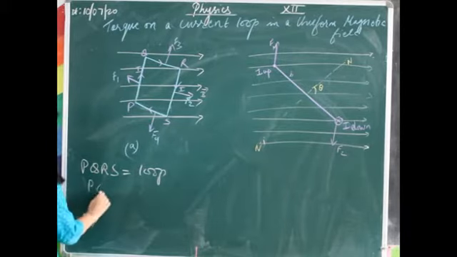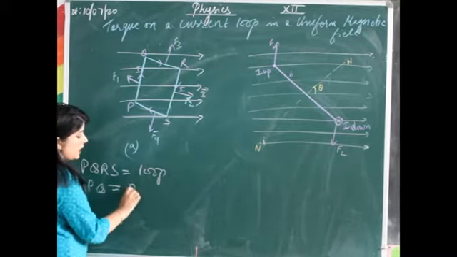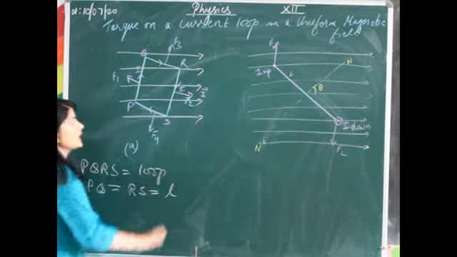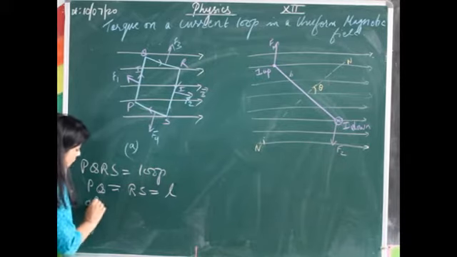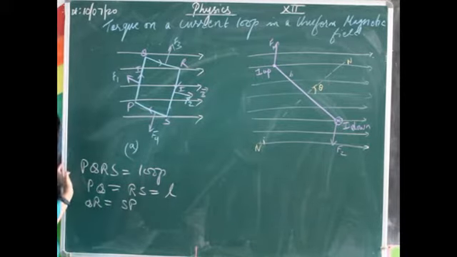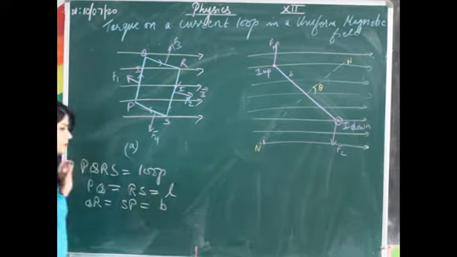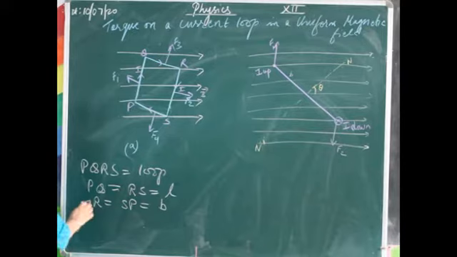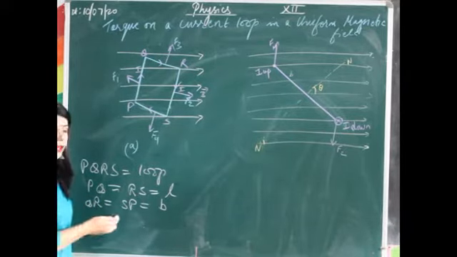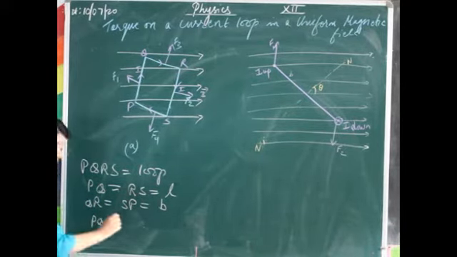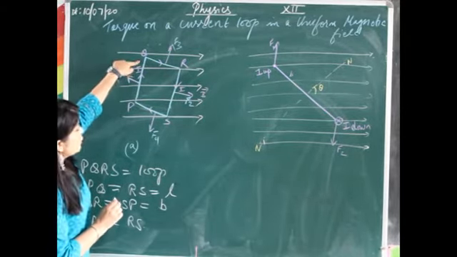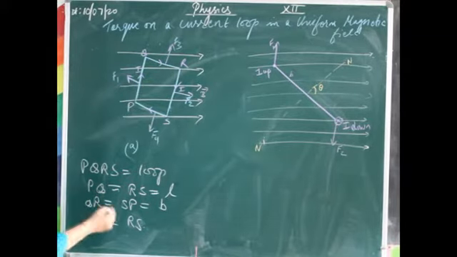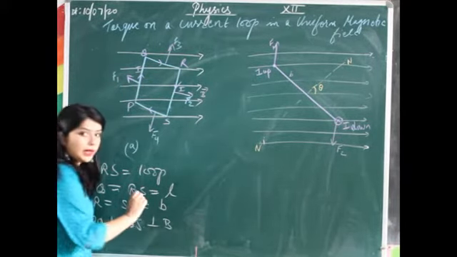So the side PQ is equal to RS, which we'll take as L, and the other two sides, QR, will be equal to SP, we'll take that side as B. So it is a rectangular loop. And over here, in this diagram, PQ will be perpendicular to RS, which in turn is perpendicular to the magnetic field.